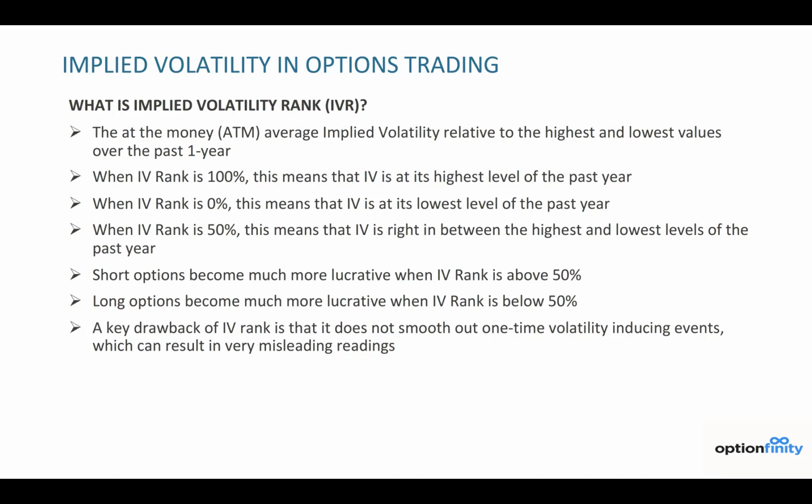There's, however, a key drawback of IV rank, and that is that it does not smooth out one-time volatility-inducing events, which can result in very misleading readings. So for example, in the last year or so, Twitter was rumored to be acquired by Elon Musk, right? And when that happened, the IV skyrocketed on Twitter, right? So that could have been an anomalous event that caused IV to spike temporarily, right? And I'll show you why this is important.